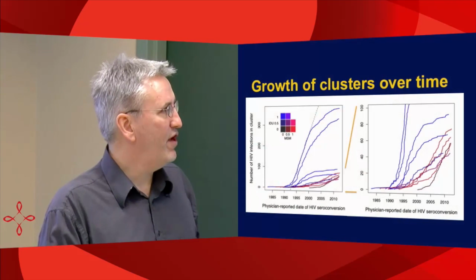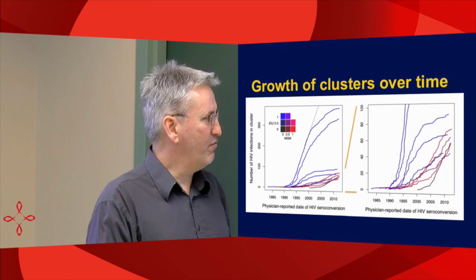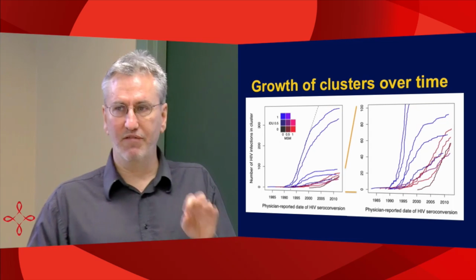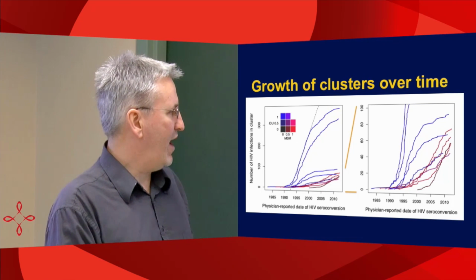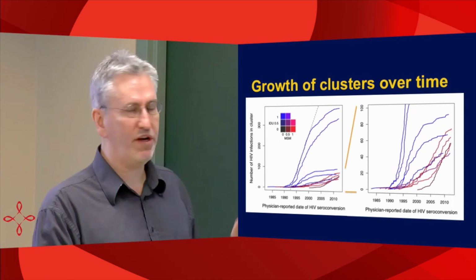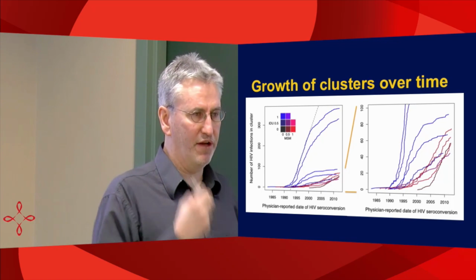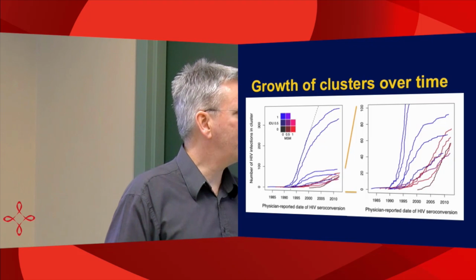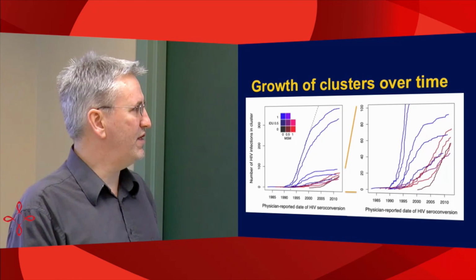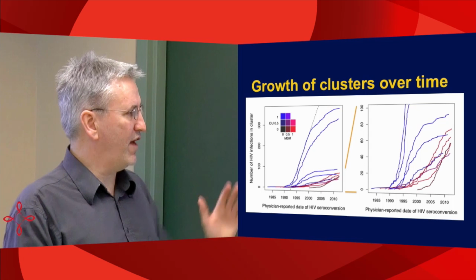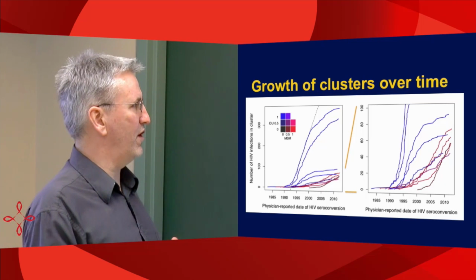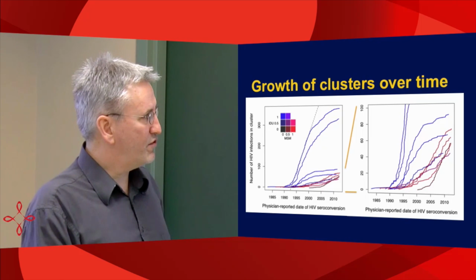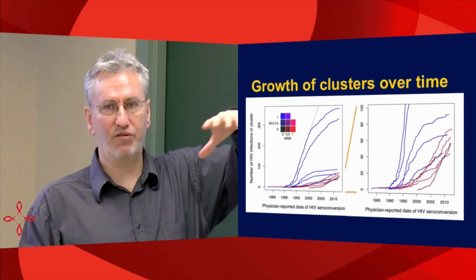So, for example, we've been looking at the growth of each of these individual clusters over time, and our largest clusters have pretty much stopped growing. We've done this treatment as prevention, expansion of HIV therapy in BC, and it's really led to the leveling off of the growth of these largest clusters. So there's not much more we can do. These things aren't growing anymore.